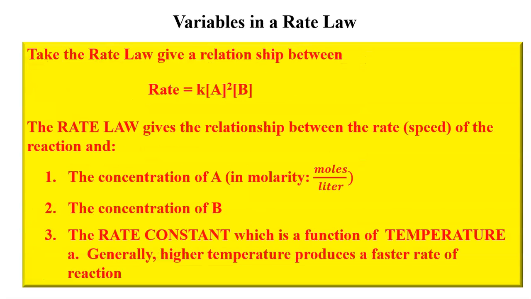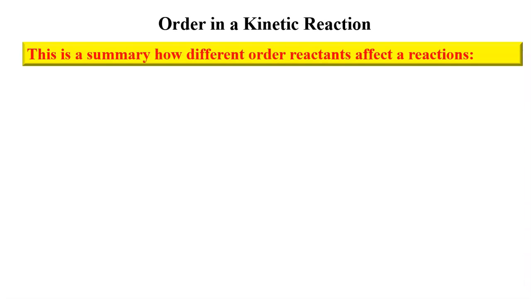Okay, so let's take the rate law and give a relationship between this. We're going to just use this example where the rate equals K, concentration of A squared, concentration of B to the first power. So the rate law gives the relationship between the rate, the speed of the reaction, and the concentration in molarity of A, the concentration of B, and the rate constant, which is a function of temperature. Generally, higher temperature produces a faster rate of reaction. There are some exceptions to that, but generally you can almost always assume that that's going to be the case.